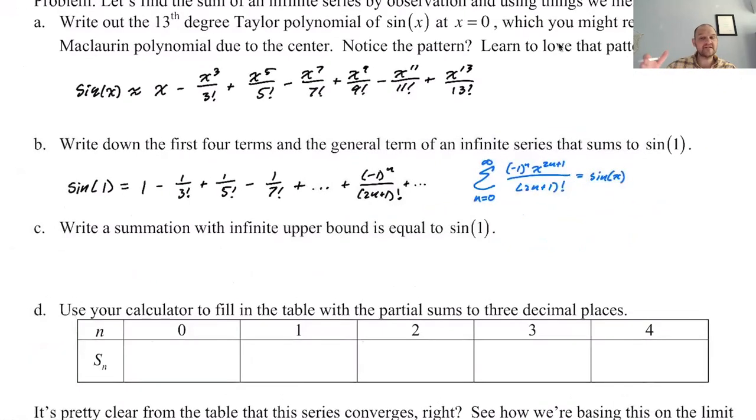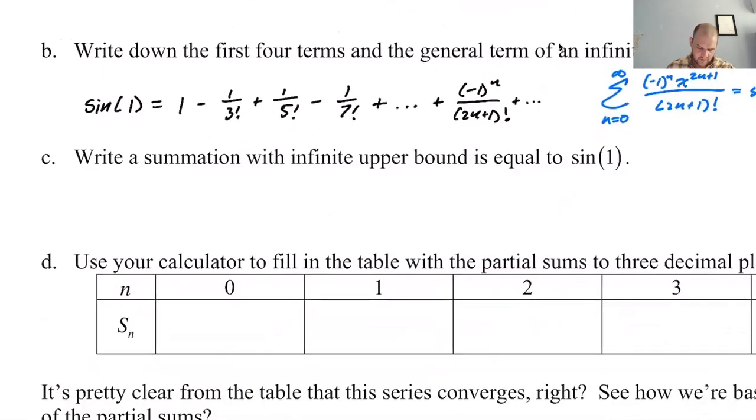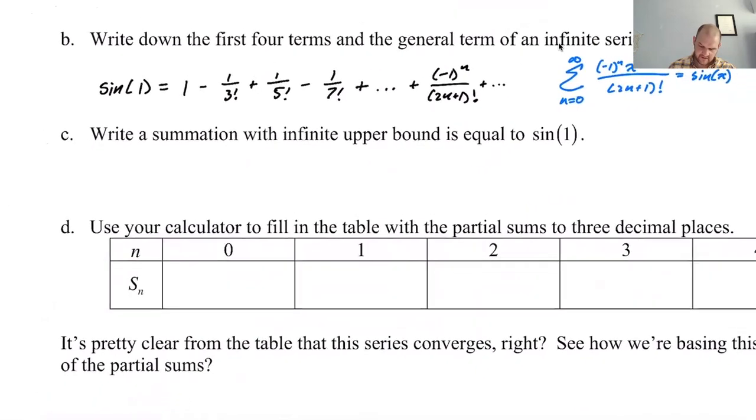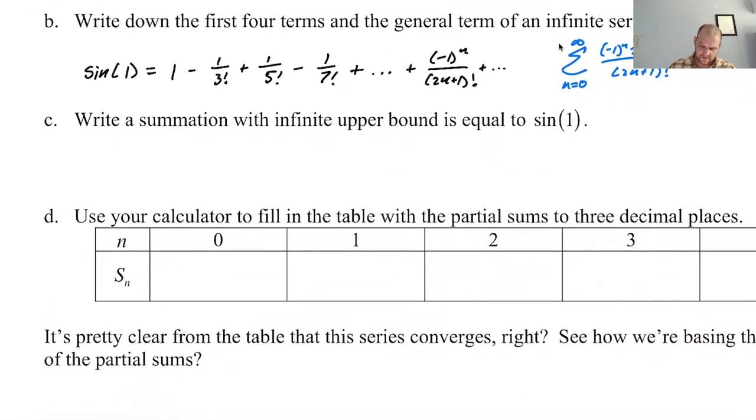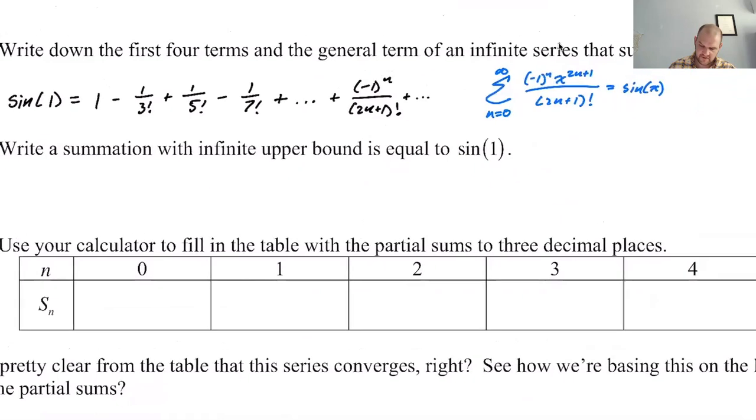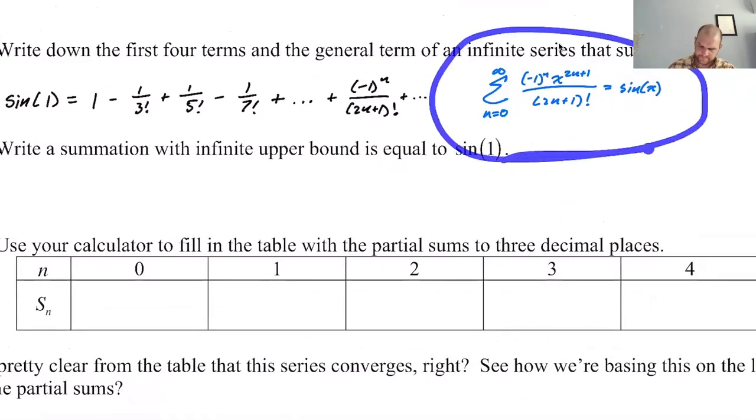That plus dot dot dot is really important because that's what takes you from a finite thing to an infinite thing. If you don't do plus dot dot dot, then you're ending at the nth term, whatever n is. Maybe n is 2 million, but you're going to end there, right? So you got to do plus dot dot dot. Write a summation with an infinite upper bound that is equal to sine of 1. All right, so I'm going to use this thing that I just wrote here, actually.